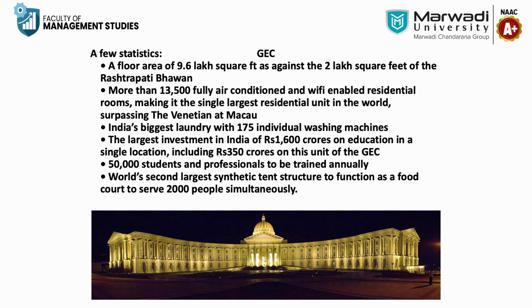India's biggest laundry with 175 individual washing machines, the largest investment in India of 1600 crores on education in a single location, and 50,000 students and professionals to be trained annually. It's also the world's second largest synthetic tent structure, functioning as a food court to serve 2000 people. So these are just some statistics about how it looks.